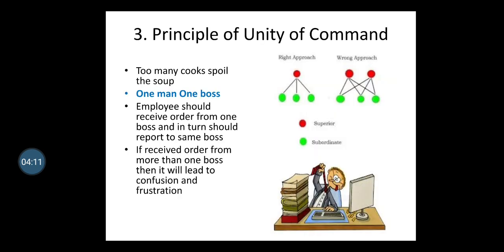Moving on to the next principle, the principle of unity of command. The famous phrase applies here: too many cooks spoil the soup or broth. The keyword here is one man, one boss. What Fayol says is that a single employee should receive orders from one boss and in turn should report to the same boss. For example, if Mr. Ram receives orders from Mr. Sham, then in turn Mr. Ram should report the work done or the work assigned by Mr. Sham.